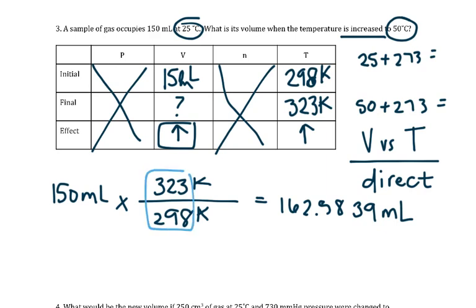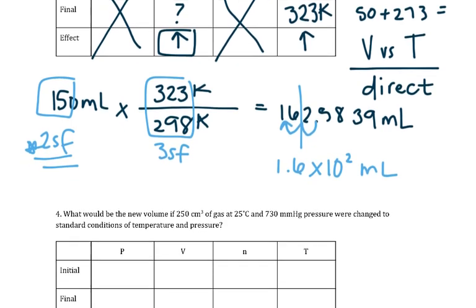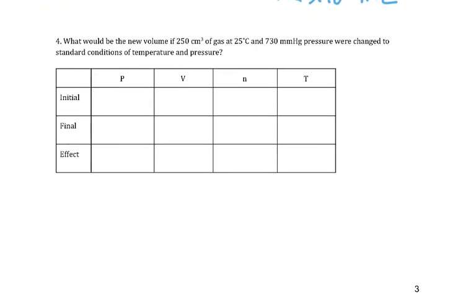So my temperatures here have 3 sig figs, and my volume has 2. My final answer is always the least, so we want 2 sig figs. So I'm going to move that decimal as well, cut your number off there, and you should get 1.6 times 10 to the 2nd milliliters. Right, so now we'll just go ahead and move on to number 4.